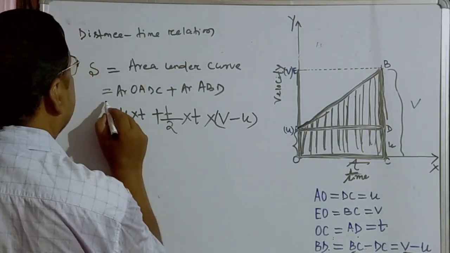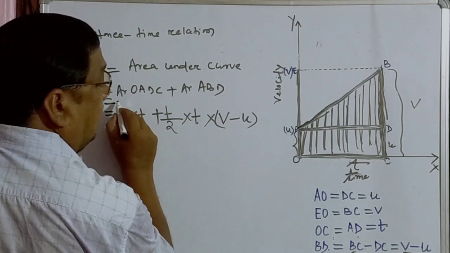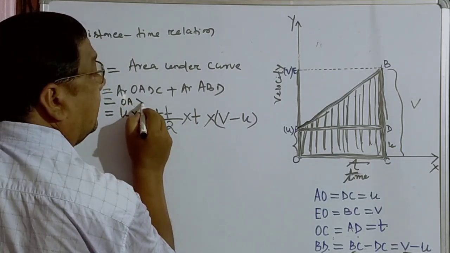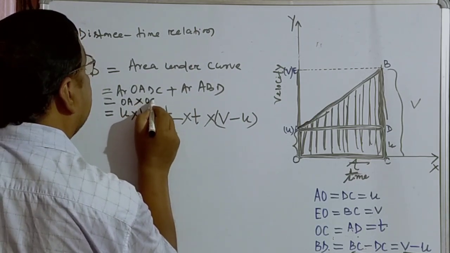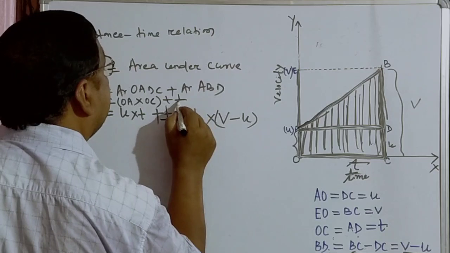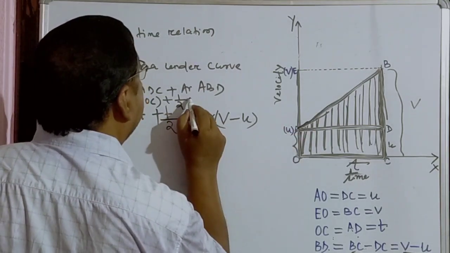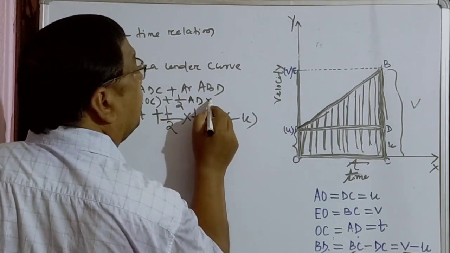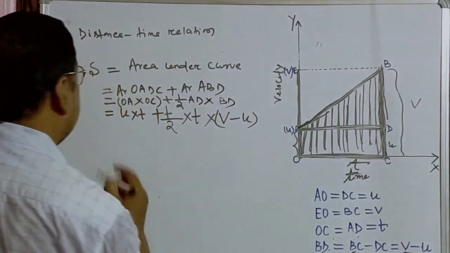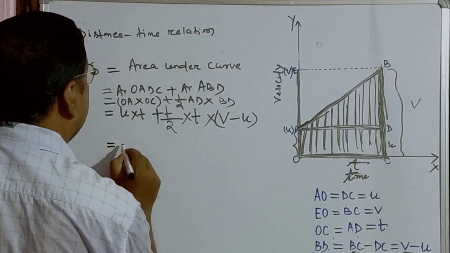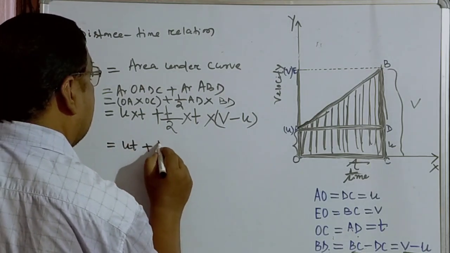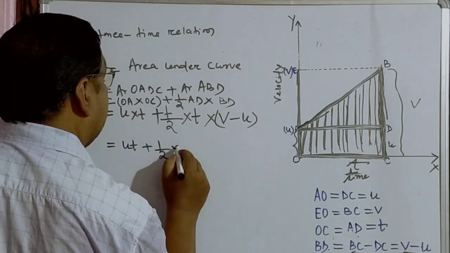You can write here also OA into OC plus half AD into BD from the graph. Okay, that is equal to U into T, UT plus half into T.